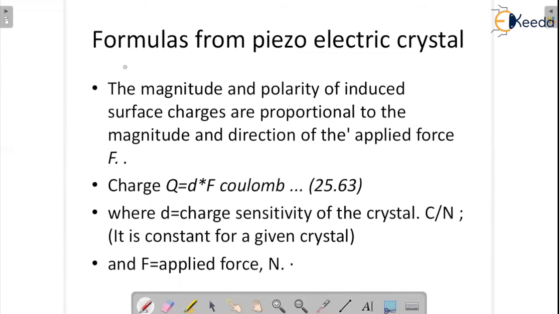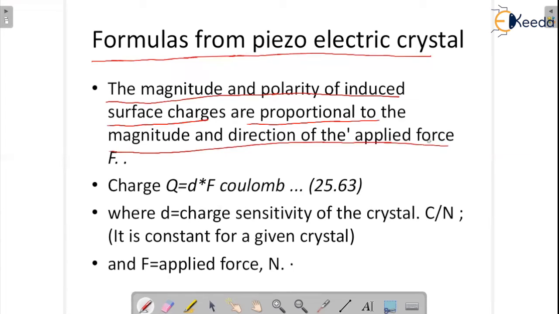Okay, that is the reason for the formulas for the piezoelectric crystal. The magnitude of the polarity of the induced charges on the surface of the crystal is proportional to the magnitude and the direction of the applied force. I'm going to represent these surface charges by q, and the force by F. So the relation between q and F is q equal to d into F, where d is called the charge sensitivity of the crystal. The units: q is in coulombs and F is in newtons. It is always constant for the given crystal.